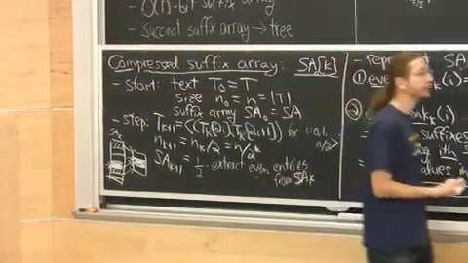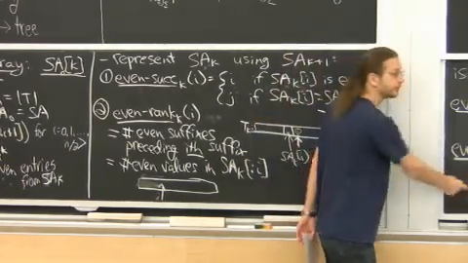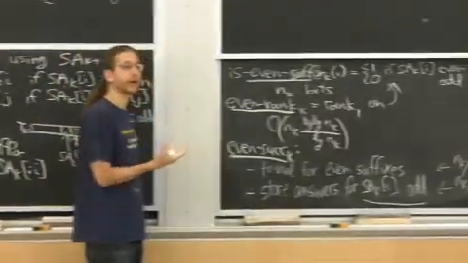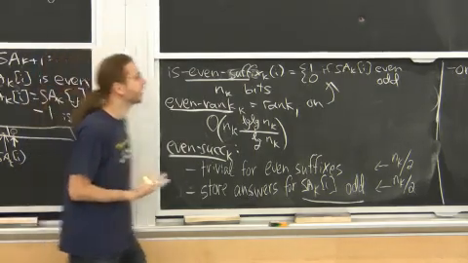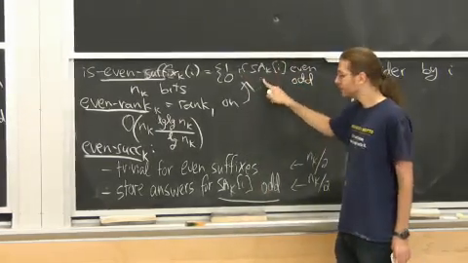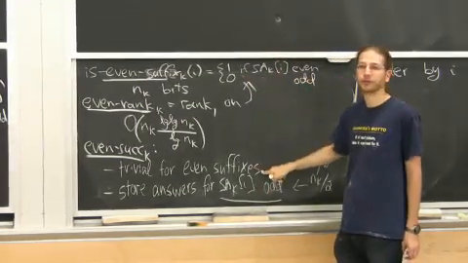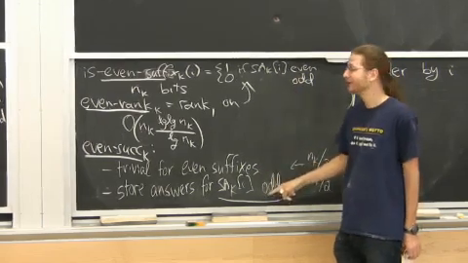So all I need to know is the odd rank of I, and then I look up into this array at position odd rank of I. That'll give me the answer I want. Well, first I check, is it an even suffix, which I've stored as a bit vector? If it's an even suffix, I do nothing. I just return I. But if it's an odd suffix, then I compute the odd rank.